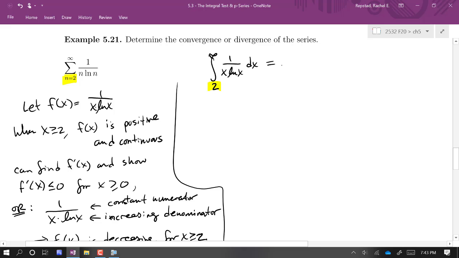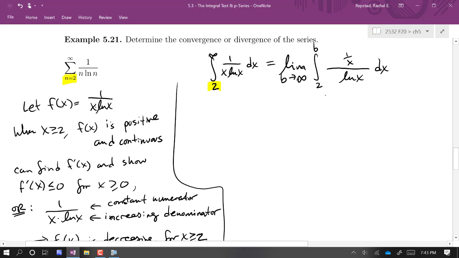Now, maybe we need to stop and think a little bit about how we integrate this. A simple u substitution will work. Maybe you want to pause the video first and see if you can figure it out before I show you what I've got in mind. But we're going to set up this limit as b approaches infinity, and we're going to integrate from 2 to b, and I'm going to rewrite this function as 1 over x divided by ln x.